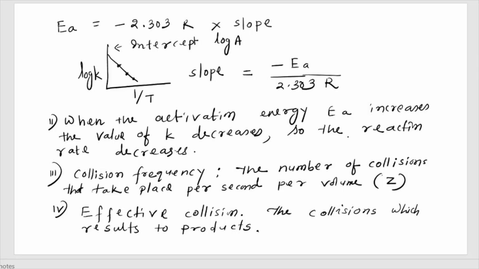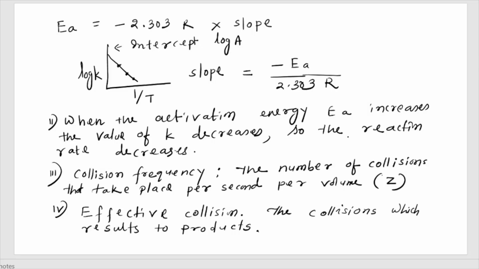EA can be calculated. When you draw the graph, plotting log K versus 1 by T, the slope equals minus EA by 2.303 R. From this you can calculate EA also.